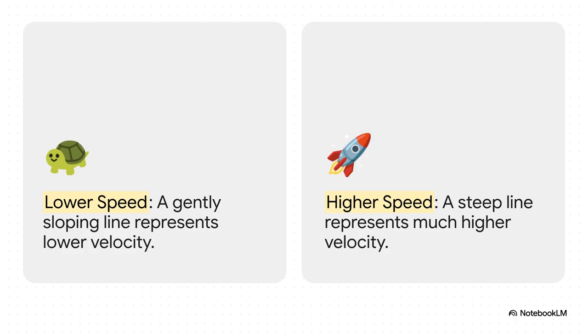Check this out. The steepness of the line, what a math teacher would call the slope, that is the velocity. So look at the graph on the left. That gentle slope, that's a slower speed. Now look at the one on the right. That super steep line, that's a much higher speed. It's that simple. Steeper equals faster.